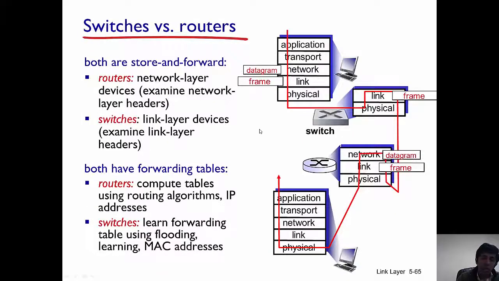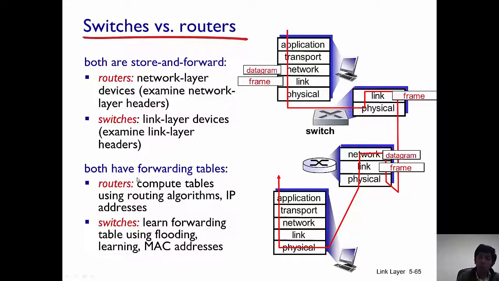So I would like to conclude this video by just pointing out the differences between switches and routers. Both switches and routers store and forward, but the most important difference is that routers are network layer devices, whereas switches are link layer devices. As routers are network layer devices, they examine network layer headers. In contrast, switches being link layer devices examine link layer headers.